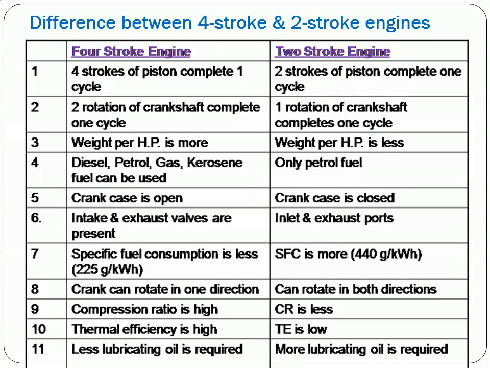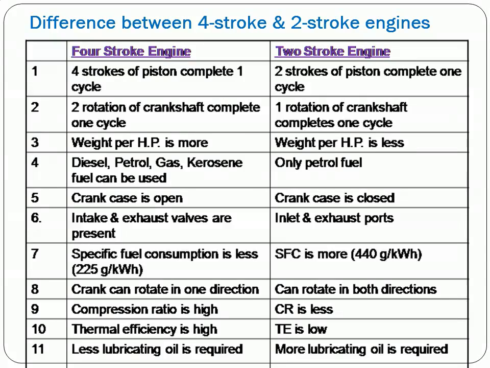The ninth difference is the compression ratio in a four-stroke engine is higher than that present in two-stroke engine. The tenth difference is the thermal efficiency of a four-stroke engine is higher than that of a two-stroke engine. The 11th difference is that in a four-stroke engine, less lubricating oil is required, whereas in two-stroke engine, more lubricating oil is required.